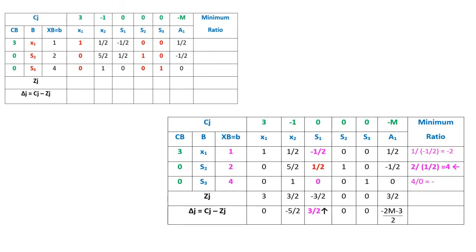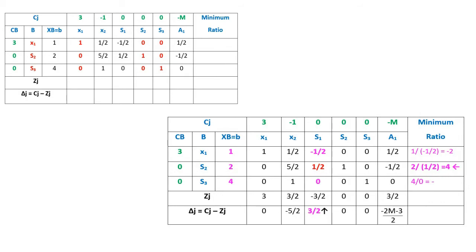Now from these values of delta J, we have to select the maximum value. As our problem is one of maximization and the method is Big M, we have to consider the maximum value of the coefficient of M. Here the coefficient of M is minus 2, which is negative, so we have to select the positive value. We now have to give preference to the 3 by 2.